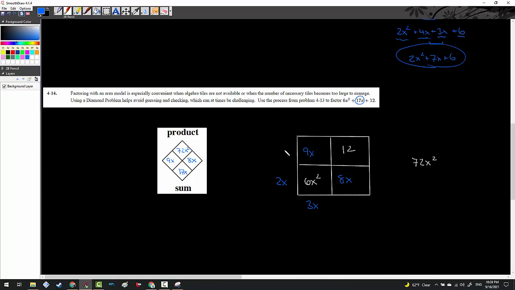And then from here, what I end up getting is a 3, because 3 times 3 is 9, and I get a 4 because 2 times 4 is 8. And so here I just add them up, and I have 3x plus 4 times 2x plus 3.